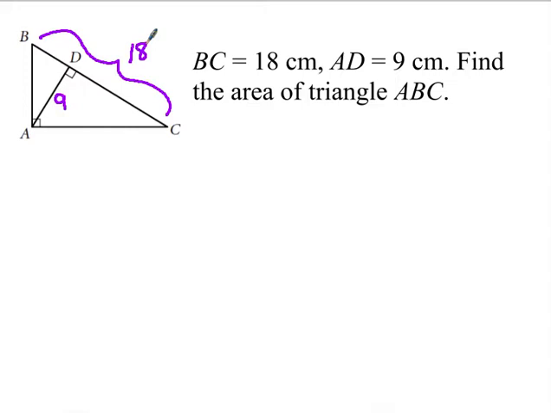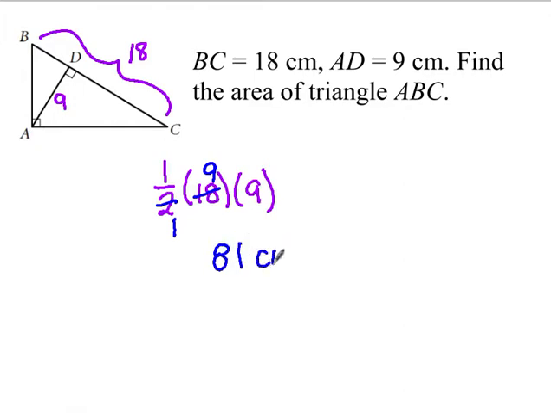The height always has to touch that base. So in this case, I'm just going to take 1/2 times 18 times 9. If you're going to do this in your head, 2 goes into 18 9 times. That's going to leave you with 9 times 9. So the area is 81. Label is centimeters squared. Pretty straightforward.